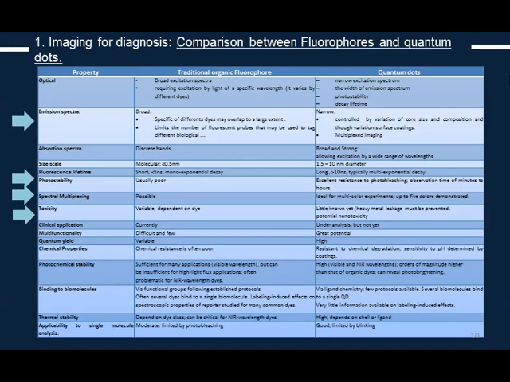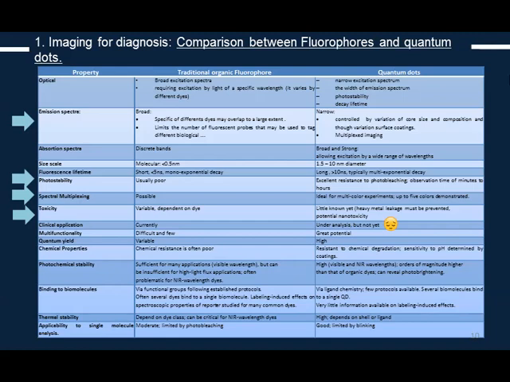But there are also some properties that are not so good. For example, the toxicity and clinical applications. In quantum dots, it's little known yet. It's under study, this toxicity that could come from heavy metal leakage of the cores.